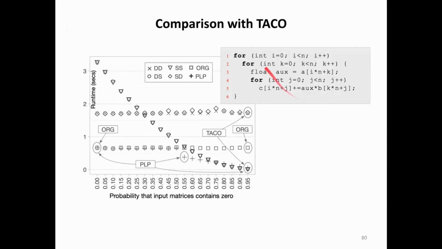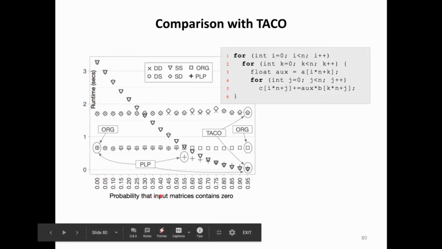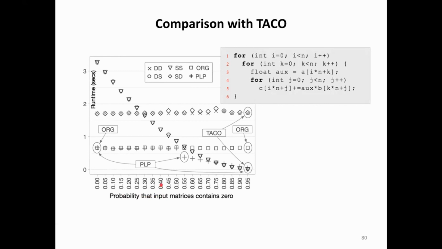We also compare our work with TACO, a specialized tensor algebra compiler. We are using the matrix multiplication algorithm to do this comparison with TACO. So we have this graph on the left, where the y-axis means the runtime in seconds, and the x-axis is the probability that the input matrix contains a 0. So for instance, a probability of 0.4 means that 40% of the input matrix is filled with zeros.